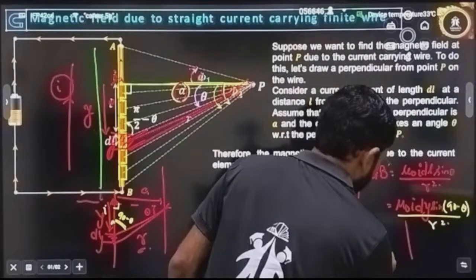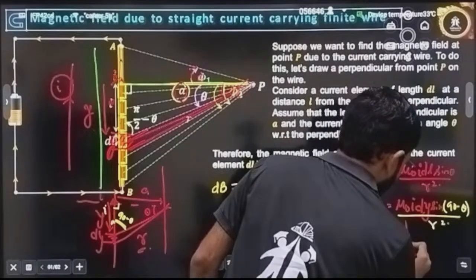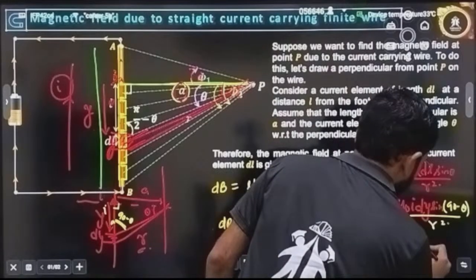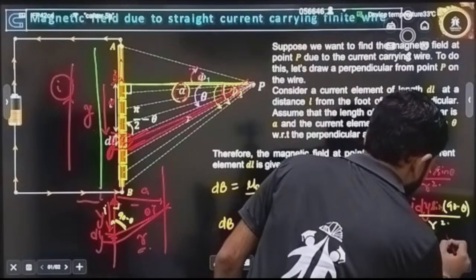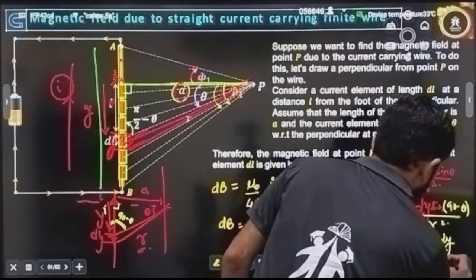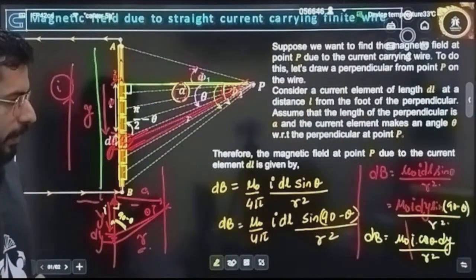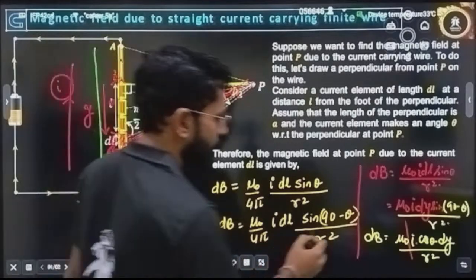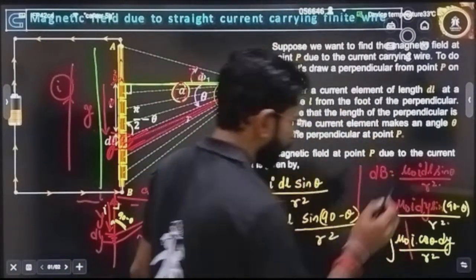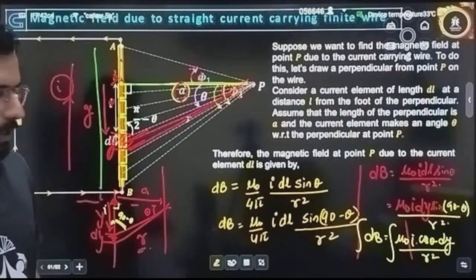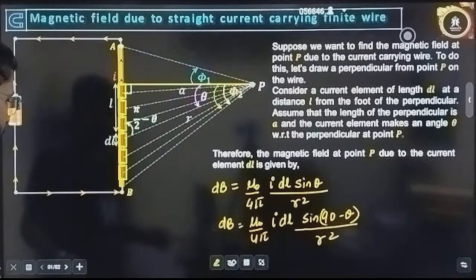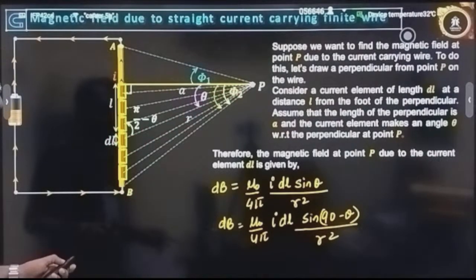Now dB, what you will be writing? dB you will be writing mu naught I sin of 90 minus theta, which will become cos theta, into dy divided by r square, correct? Now you have to integrate. Basically this is the integration you have to do: mu naught I cos theta divided by r square. Let's see how you can do it.